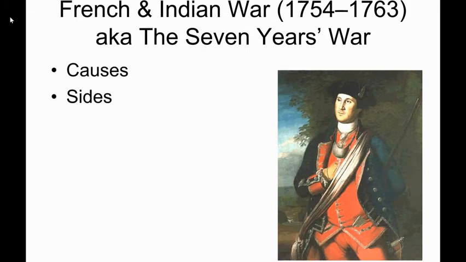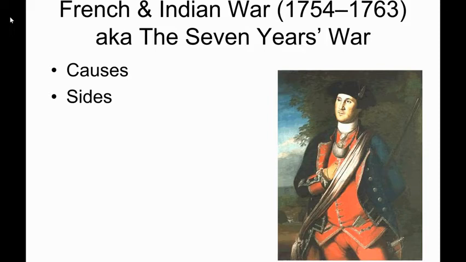Okay, so who are on the sides? Well, early on, definitely the British and the American colonists are fighting with each other. It's kind of weird to think about that in about 25 years, they're going to be fighting against each other. But during the French and Indian War, the British and the colonists are fighting together. On the opposite side, you have the French and really the Native Americans.